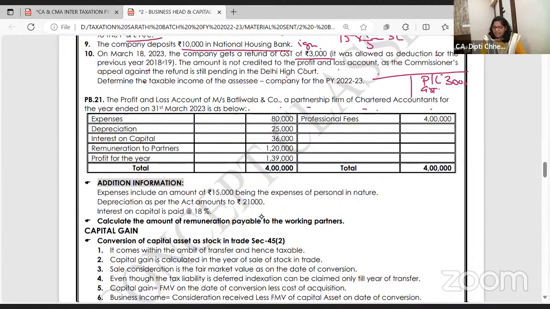The P&L account of Batliwala and company is given to you. Professional fees, expenses, depreciation as per books, add back; take depreciation as per income tax. Interest on capital of 36,000 is paid at 18%. How much is allowed? 12%. How much is disallowed? 6%. And they have already paid remuneration to partners of 120. Add back the wrong remuneration so that you get the profit before remuneration, and then start.